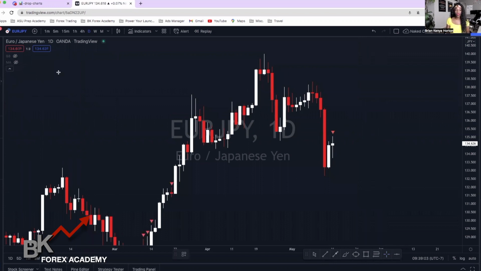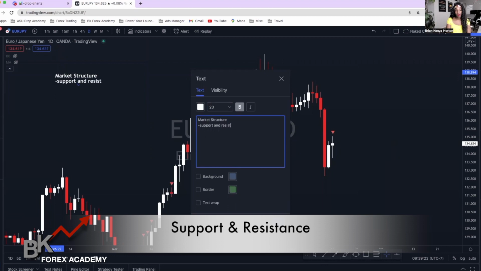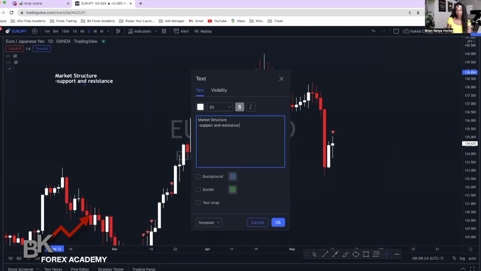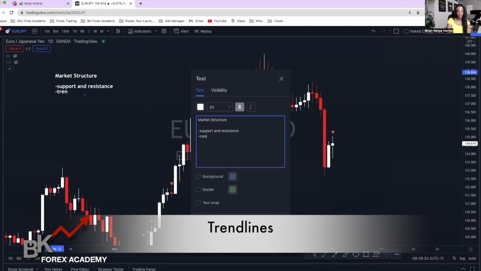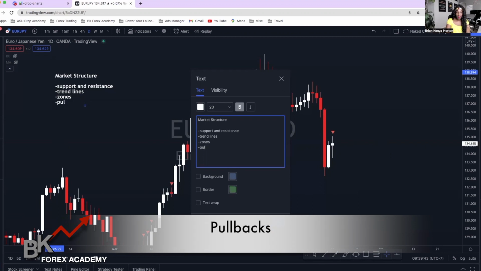Now when I say market structure, what are some things that I'm talking about? Okay, so let's just put that here on the chart. What do you think market structure is? So just to help you out here, when I say market structure, I'm simply referring to support and resistance. Market structure can be trend lines. It can be zones. What else? Pullbacks.